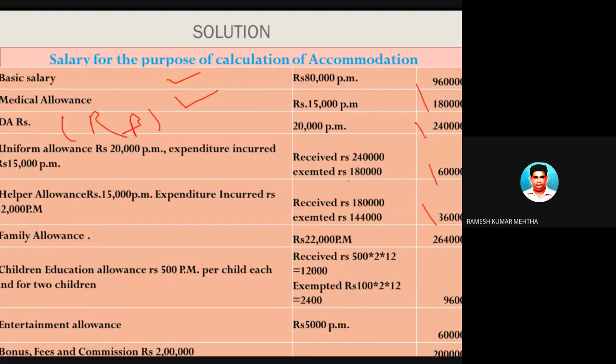Uniform allowance taxable part I have taken. Family allowance taxable part also I have taken. Children's educational allowance taxable part also I have taken. Entertainment allowance taxable part also I have taken. Bonus and commission taxable part also I have taken. And when I total the value of all this, the salary for the purpose of calculation of accommodation is 20 lakhs 96,000 rupees. I am totaling all of these and getting 20 lakhs 96,000.